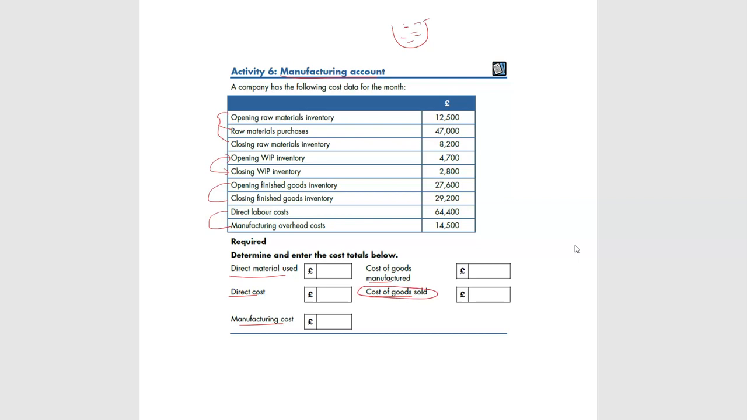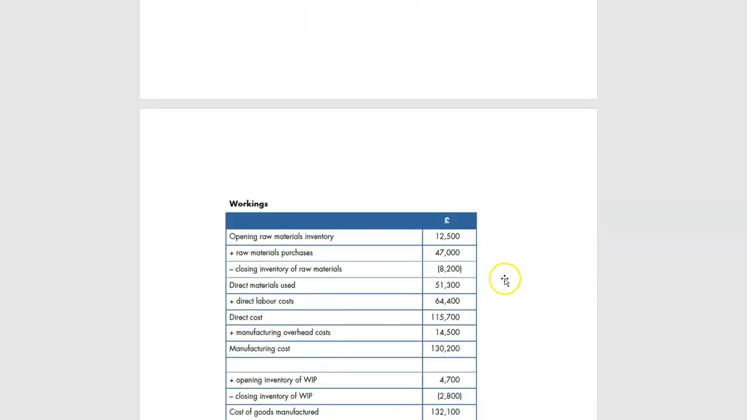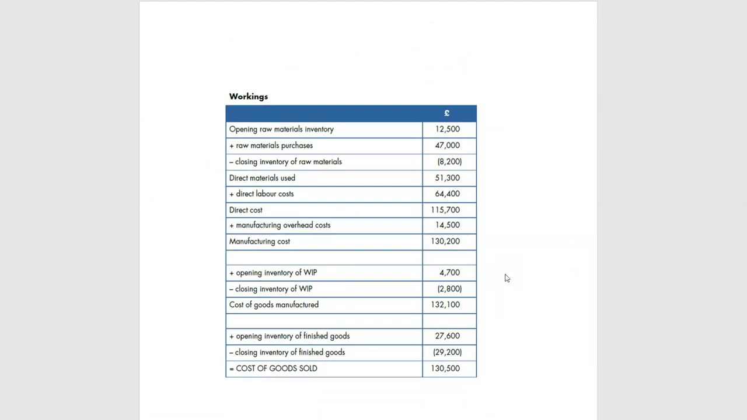To do that we need to understand the format, so let's do the workings. Here we have opening raw material inventory, plus raw material purchases, less closing raw material inventory. Every single thing we do for the inventory calculation, we have to remember this formula: opening plus purchases less closing.